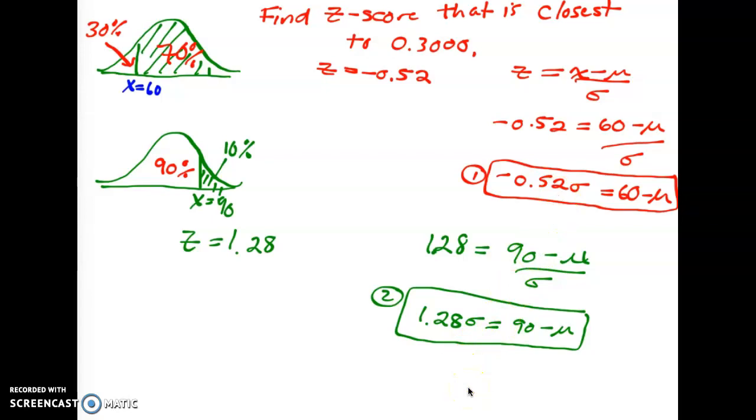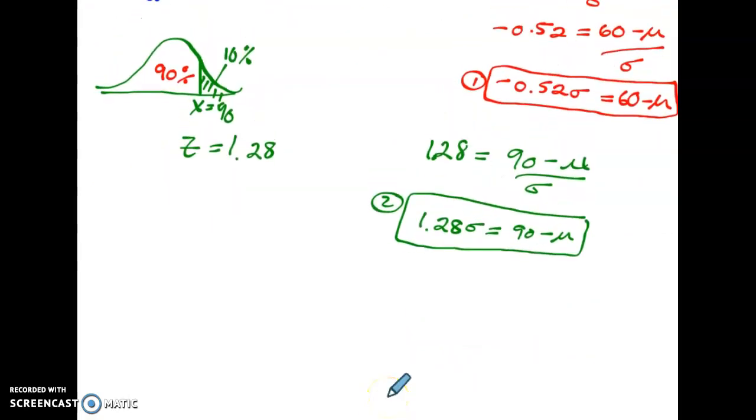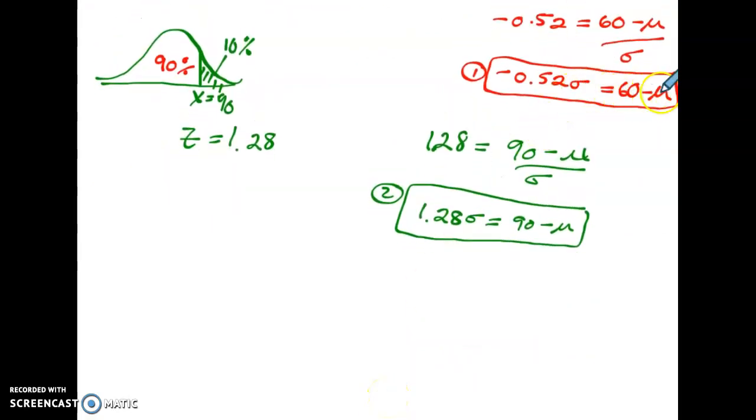And it's up to you how you solve this. You can do substitution or elimination. Both will work equally as well. I'm going to do elimination because both of them have mu's. So if I subtract these two equations from each other, I'll be able to cancel out that mu.